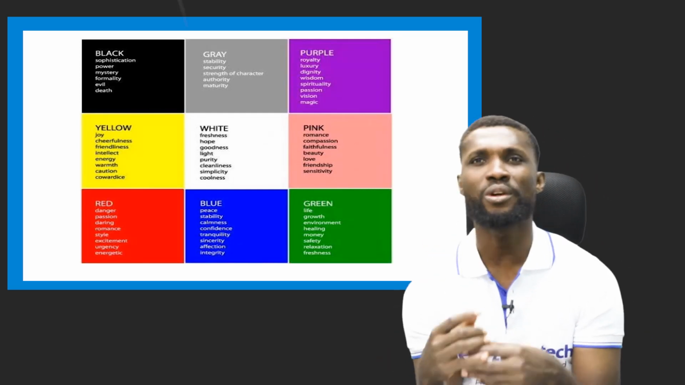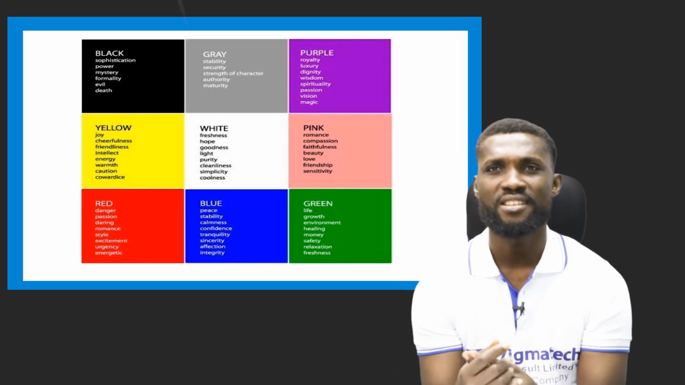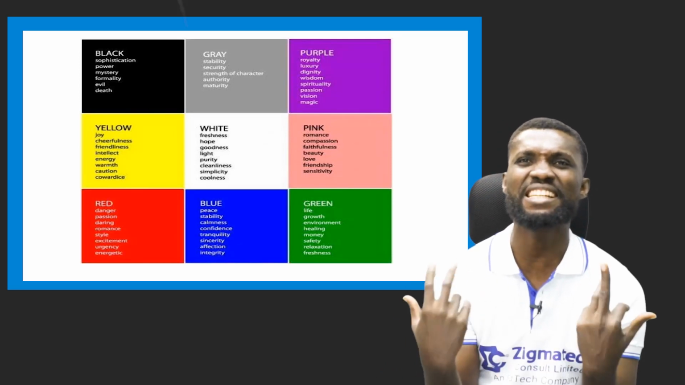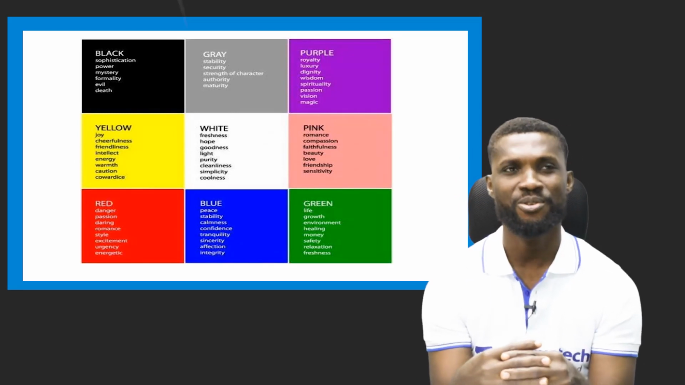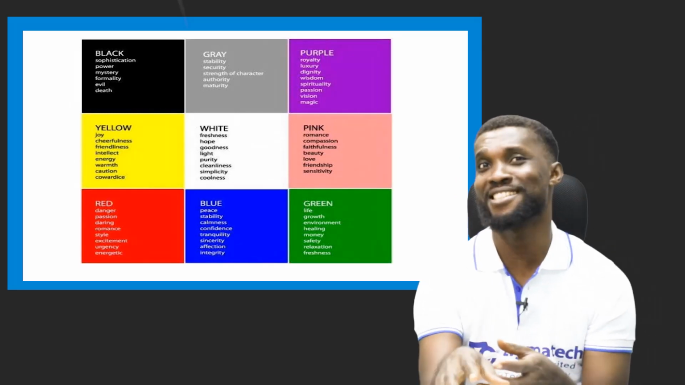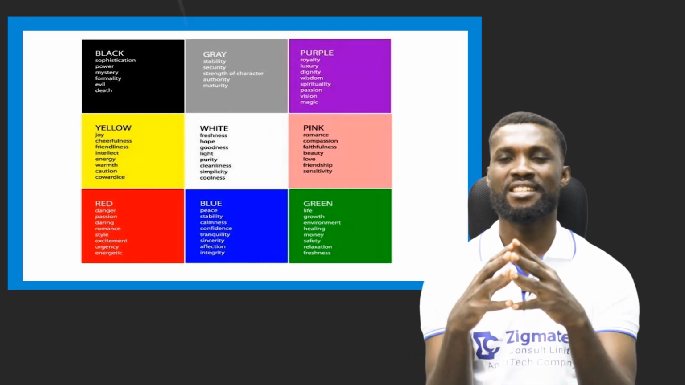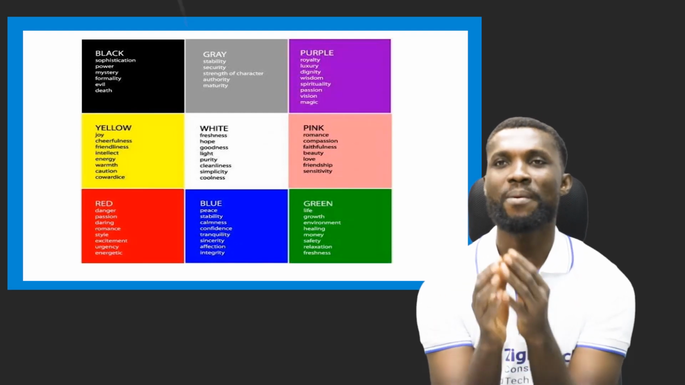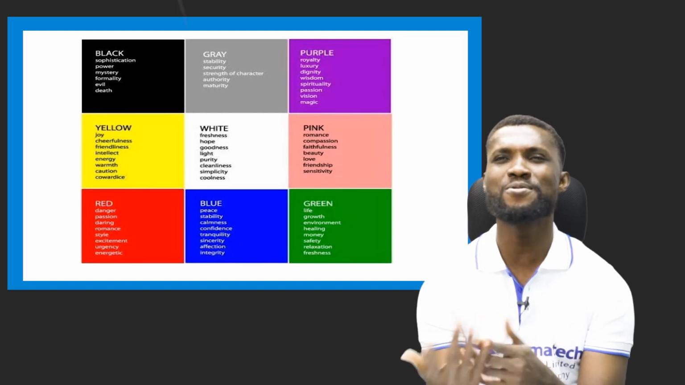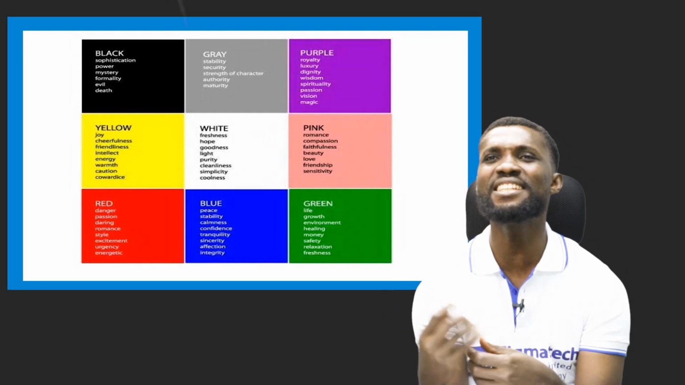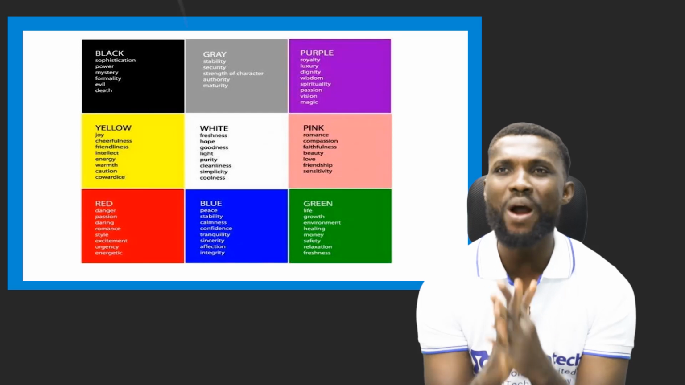Talking about yellow. Yellow represents love, joy, cheerfulness, friendliness, intelligence, intellect, energy, warmness, caution. You understand? Little wonder, you see some of your caution signs, they paint them in yellow. Now, what about white? White stands for fitness, freshness, hope, goodness, light, purity, cleanliness, simplicity, and coolness. That is what white represents.